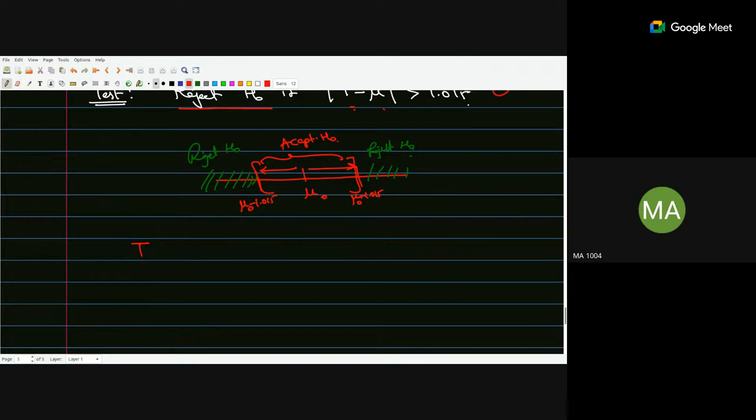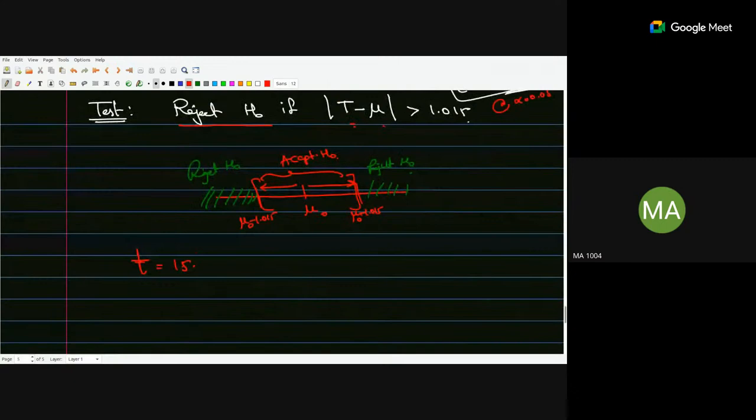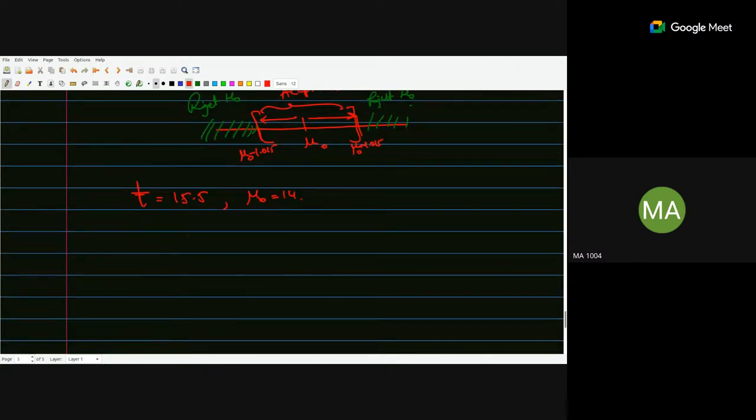So this test statistic is given to be 15.5. Yes. And this mu naught is 14. Now I have to see whether this T minus mu naught is greater than C or not. So that's what I wanted to conclude. So let me see what is T minus mu naught.